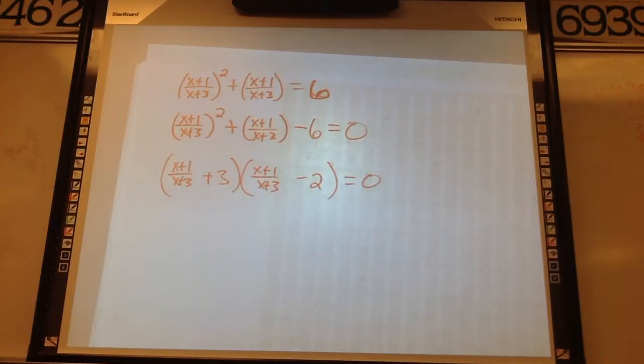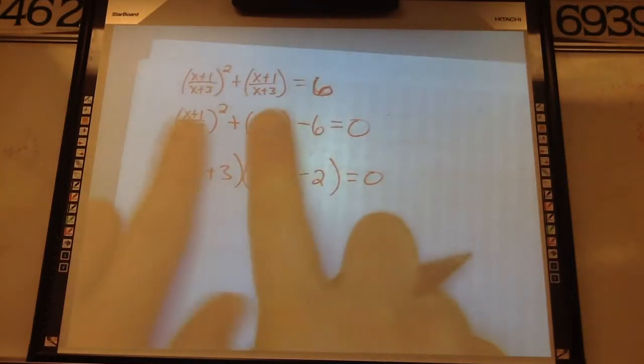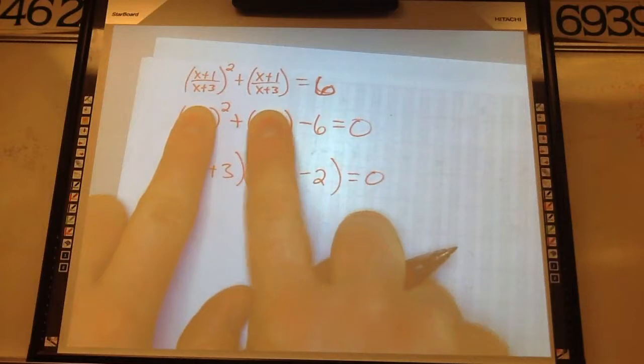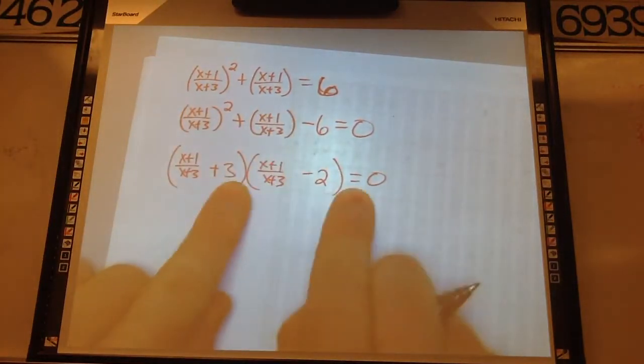What do you do after you factor something and you have it equal to 0? Just like regular old factoring, multiply to negative 6, add to 1. So that's how I do it.